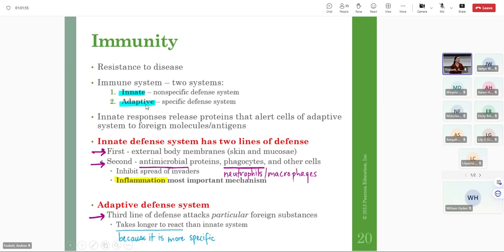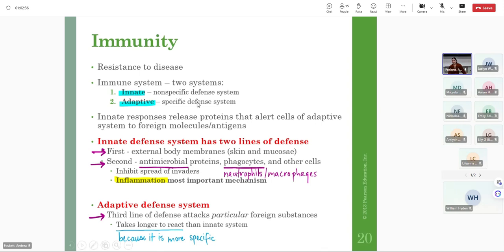As opposed to the adaptive response, which is mostly T cells and B cells. This is very, very specific. Why is it specific? Because each T cell and B cell is programmed in a specific way. It has a receptor on its surface. It can only recognize one foreign pathogen, right? You've got millions, billions, trillions of these B cells and T cells circulating throughout your body, correct? Each one of those B cells is programmed to recognize one specific foreign antigen. Same way with your T cells. That's the biggest difference between the innate and the adaptive arms.